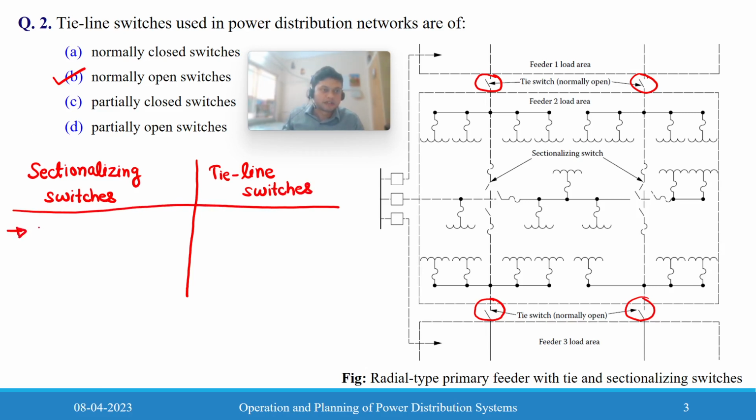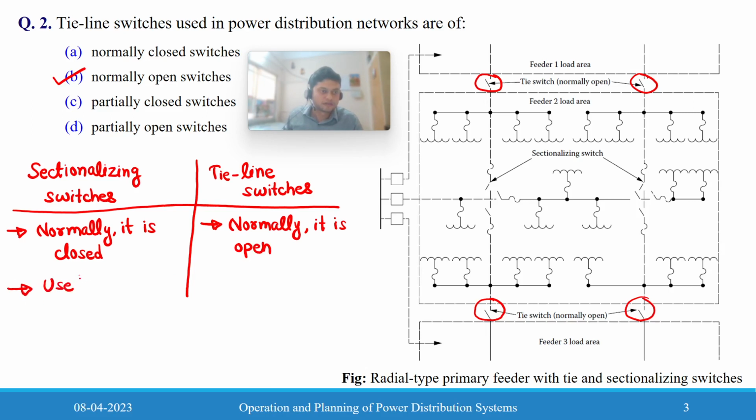Sectionalizing switches are normally closed during normal condition, and tie line switches are normally open. Sectionalizing switches are used in the fault condition such that the loads in the unfaulty sections are undisturbed. So in fault conditions, the switch will be opened.